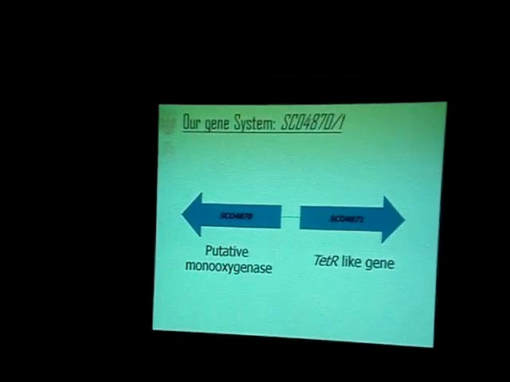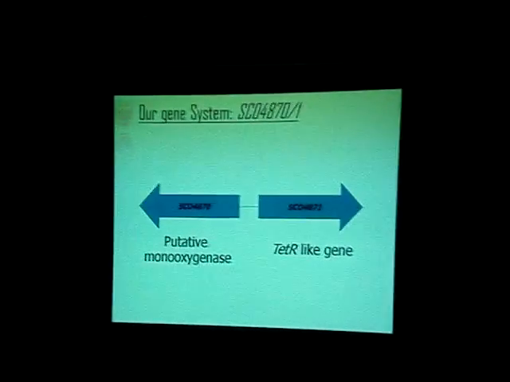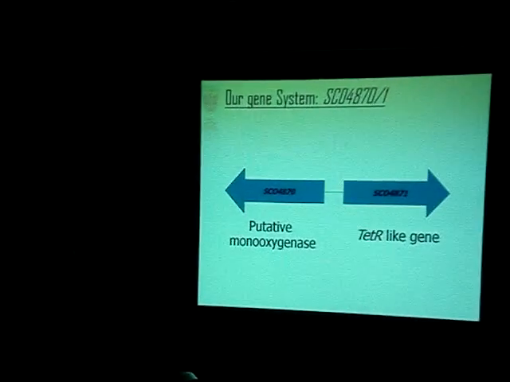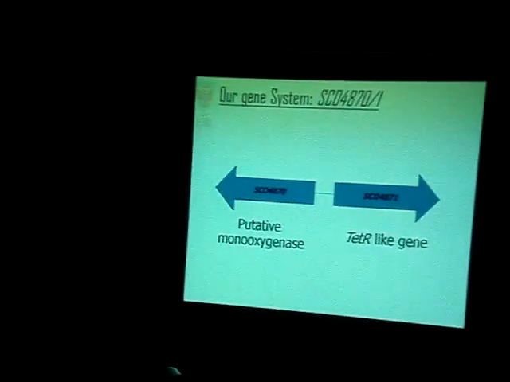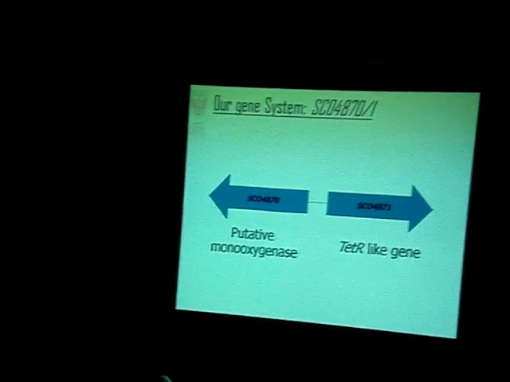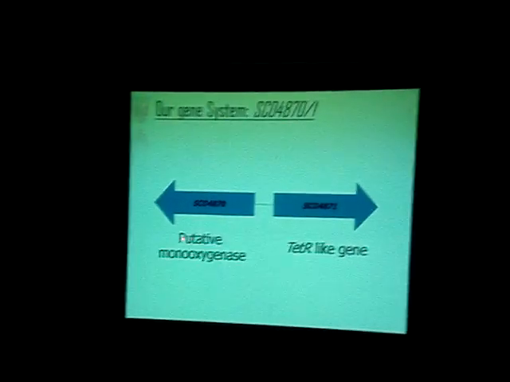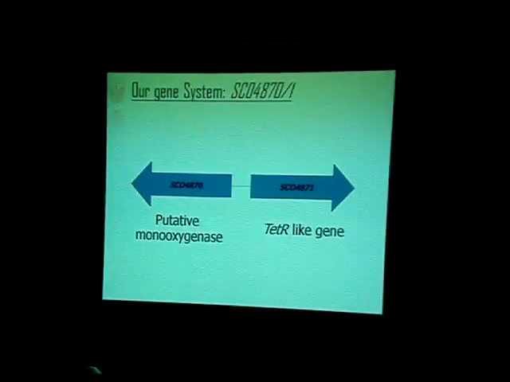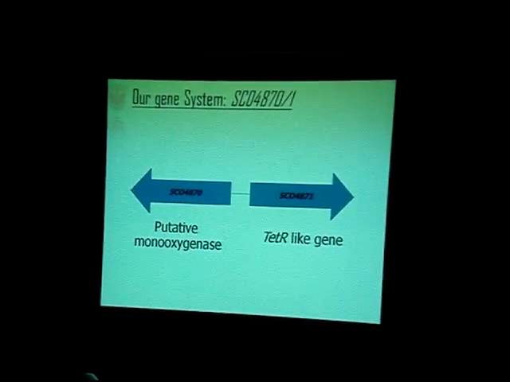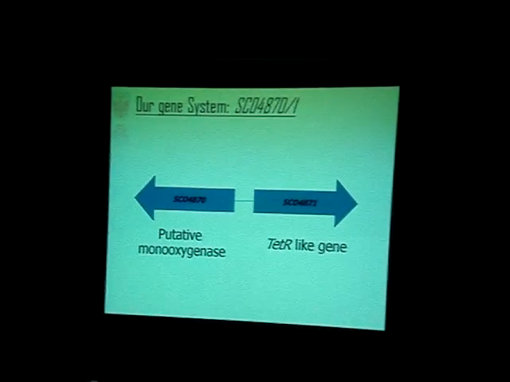So the system that we're studying today is the SCO4870, SCO4871 system, as TET-R and TET-A has been extensively studied. SCO4871 encodes a TET-R-like gene which contains a helix-turn-helix motif that is very similar to TET-R. SCO4870 is a putative monooxygenase that looks to be very similar to the TET-X protein. We also identified 2 putative operator sequences that are divergently oriented in between the 2 genes.